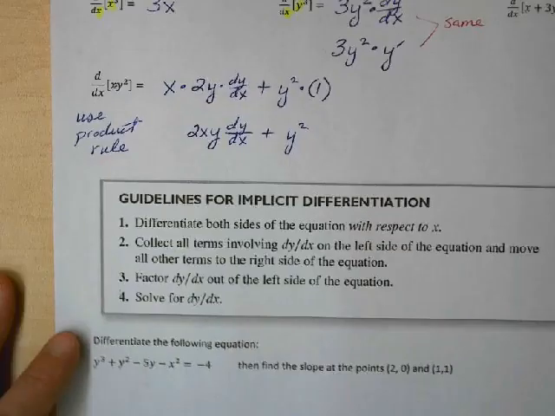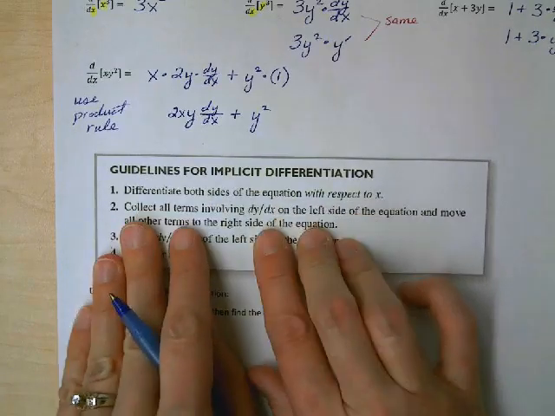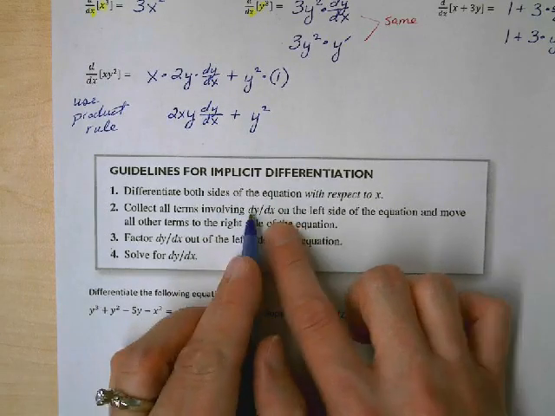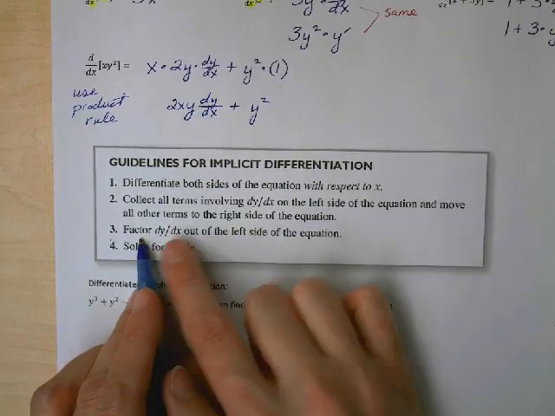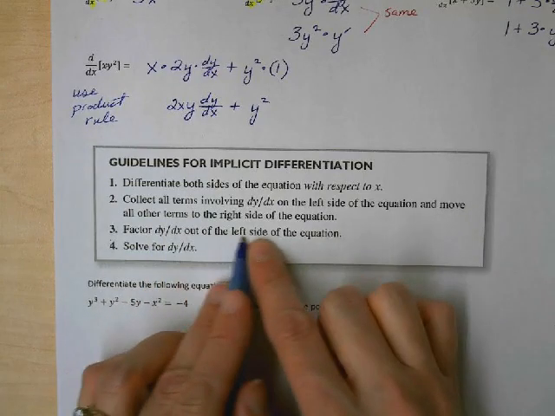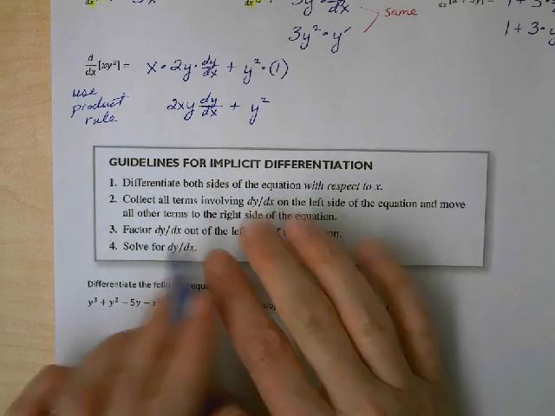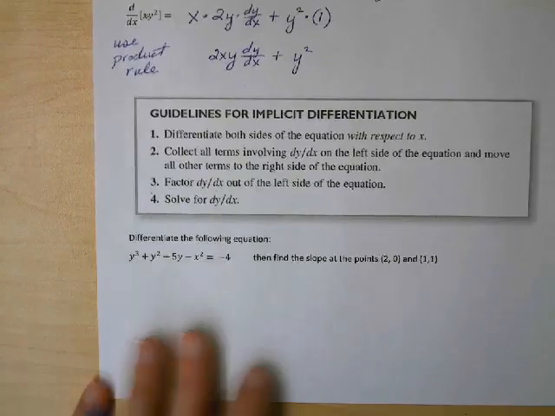So there are some guidelines for differentiation, because that was just kind of an intro to it. We still haven't done a whole problem. Now we're going to get to doing a whole problem with it. These guidelines say differentiate both sides of the equation with respect to x. Then we collect all the terms that have the dy dx in them on the left side of the equation and move all the other terms to the right side. Then we factor the dy dx out of the left side and finally solve for dy dx. So after we do the steps, we organize our work and finally solve for dy dx. So let's try one.